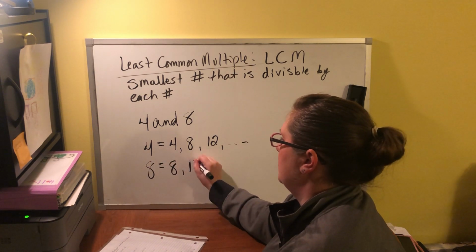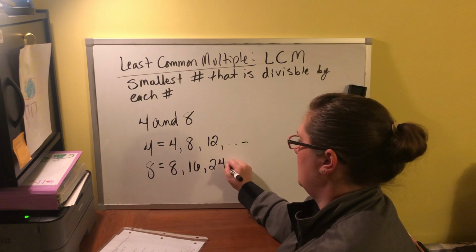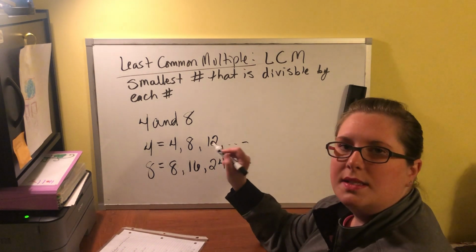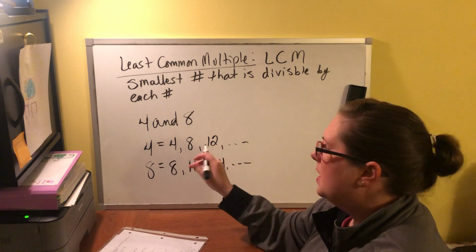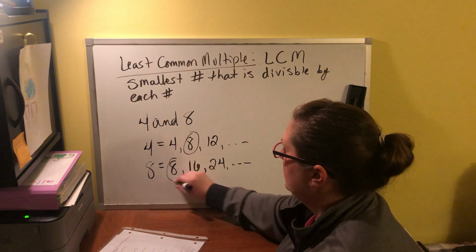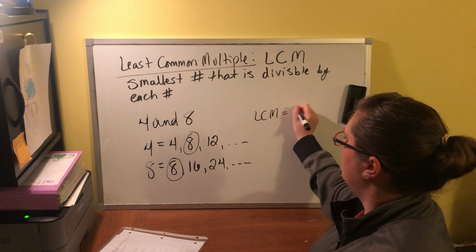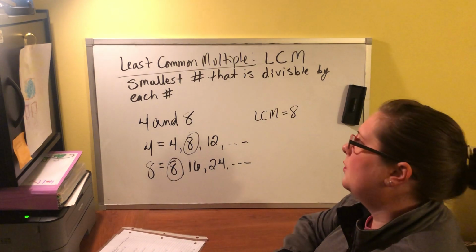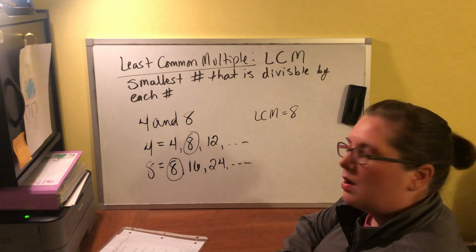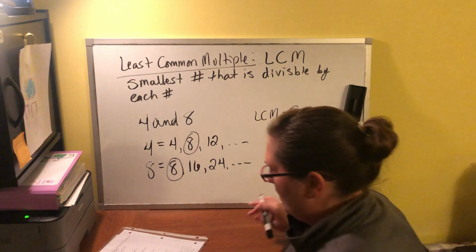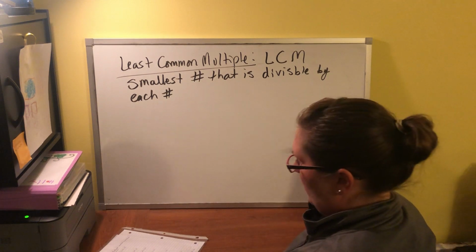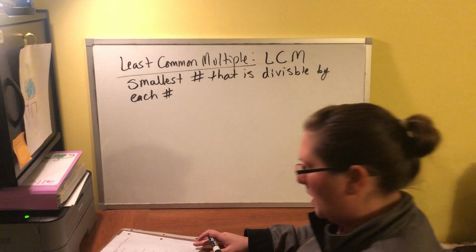8 times 1 is 8. 8 times 2 is 16. 8 times 3 is 24, right? So on and so forth. Your goal is to find the smallest number, the smallest multiple that they have in common. So do you see anything they have in common? They do, right? It's 8. So the LCM, the least common multiple for 4 and 8 would be 8. Okay, so some of these you can look at and probably spout off right away. Some of the other ones, right, we may have to work out. So let's do just a few more examples of this so that you're ready for the next section when we deal with least common denominators.